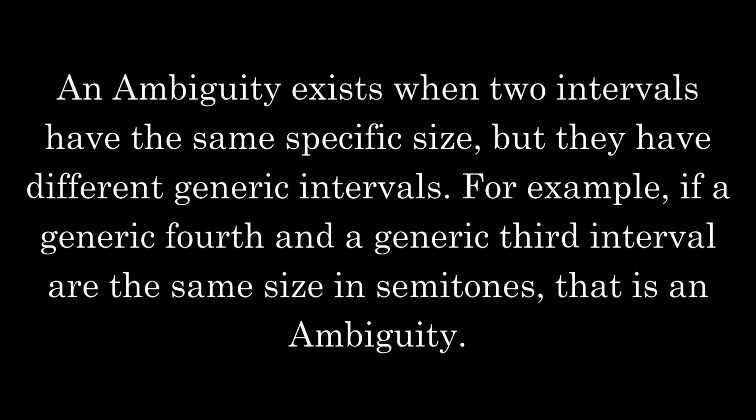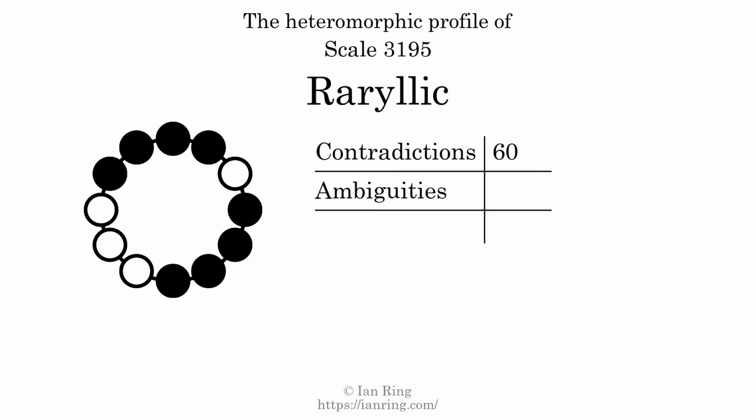An ambiguity exists when 2 intervals have the same specific size, but they have different generic intervals. For example, if a generic fourth and a generic third interval are the same size in semitones, that is an ambiguity. The number of ambiguities in this scale is 47.